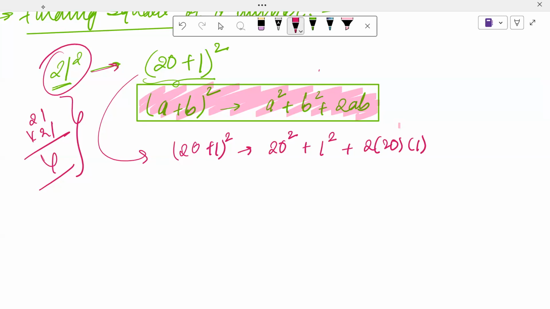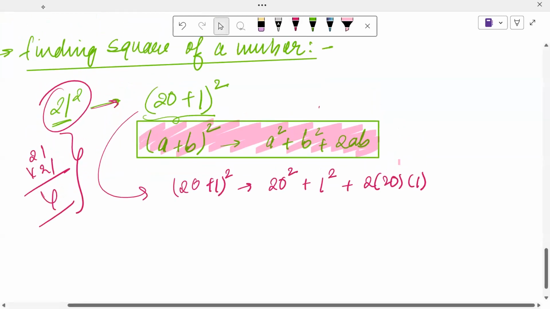And then I put a whole square over the entire thing. I wrote 20 plus 1 and there was a square over here. So I'll just put a bracket and I'll put the whole square. Can I write 21² as (20+1)²? Do you understand this thing?